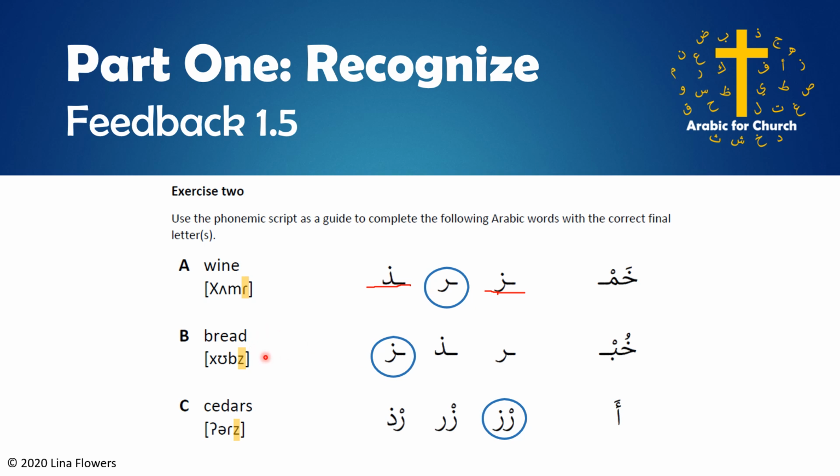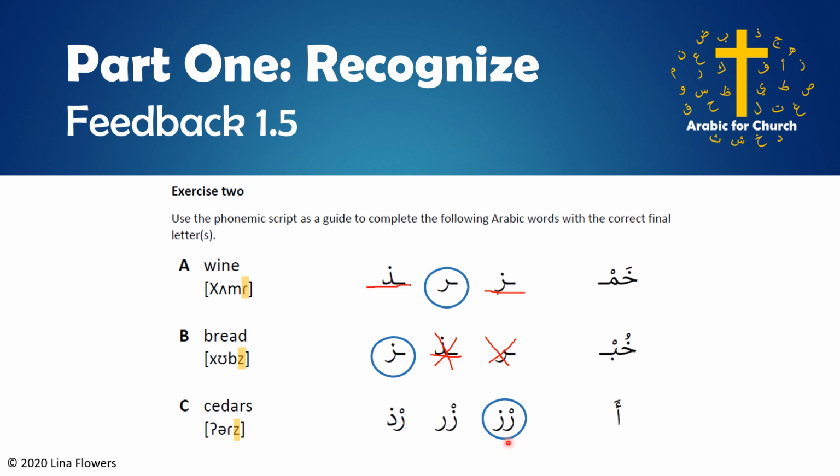Bread, khubz, khubz. So that's the sound za. Za comes with a dot. The first one over here is ra. We're not going to take that because we need one with a dot. Ra is without a dot. And this one, it's the dal. It's not a zai or a ra. And the last one is arz. Cedars in Arabic is arz.